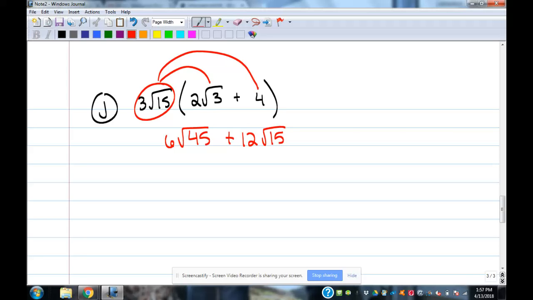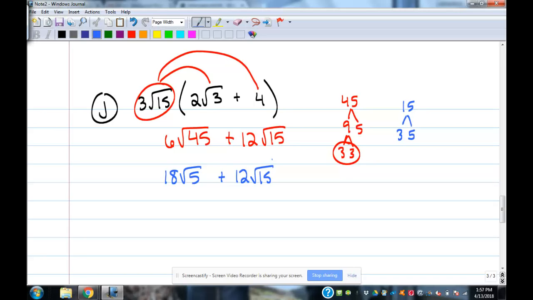Okay, 45 breaks down: 9 times 5, 3 and 3, a pair of 3s. So 6 radical 45 is going to turn into what? 18 radical 5. Good job. Does 15 break down? Does it have any pairs? No. So nothing comes out. So we leave it 12 radical 15.